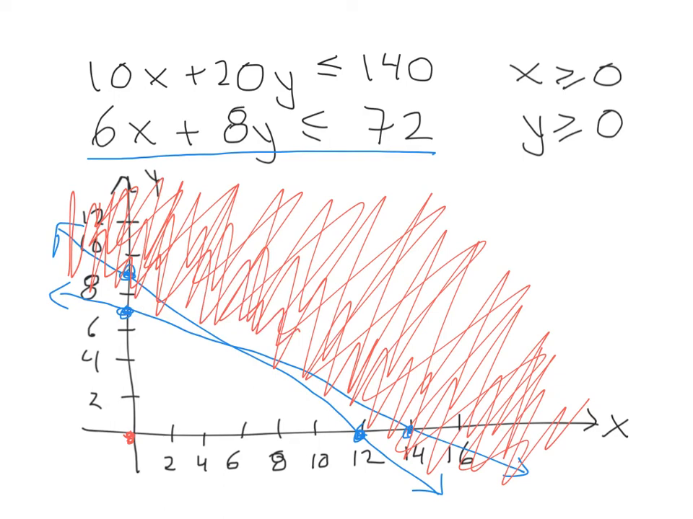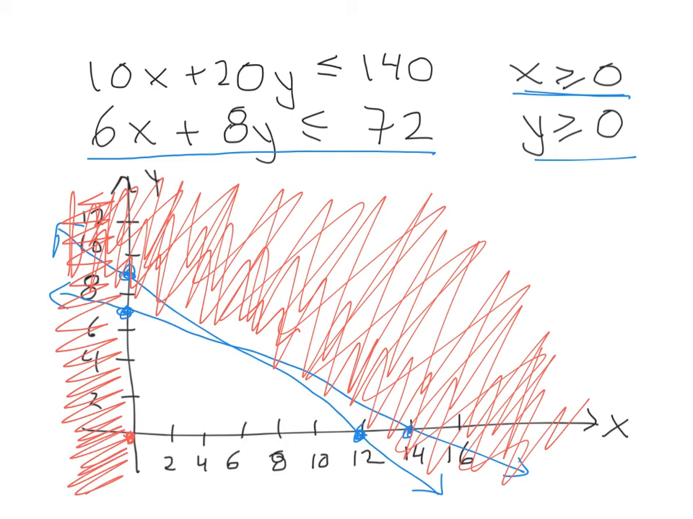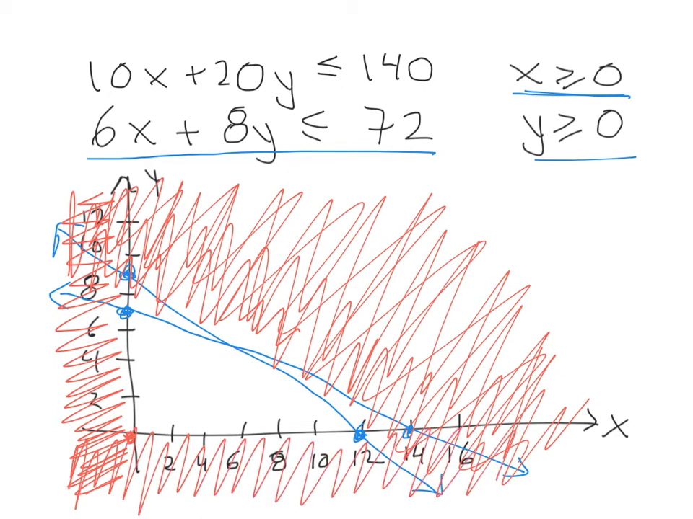If we want to include our non-negativity constraints, what this means is that for the top one, we should keep all positive x's and eliminate all negative x's, which are everything to the left of the y-axis. If we want to keep y greater than or equal to 0, then we want to keep positive y's and eliminate negative y's, which is everything below the x-axis. So what's left for our feasible set is this small area right in here.